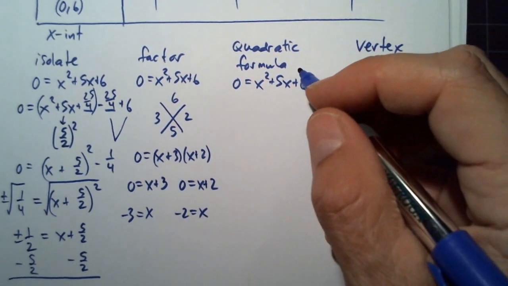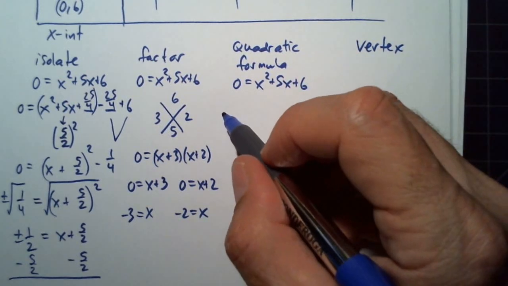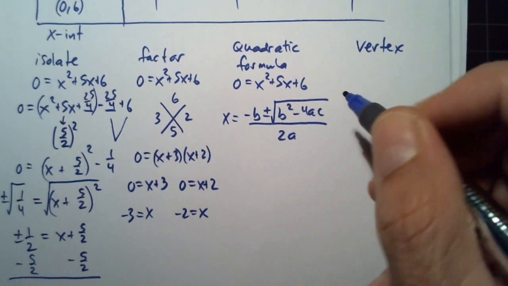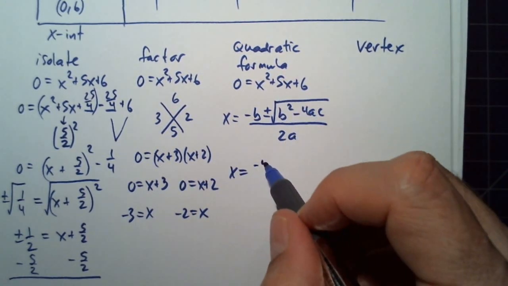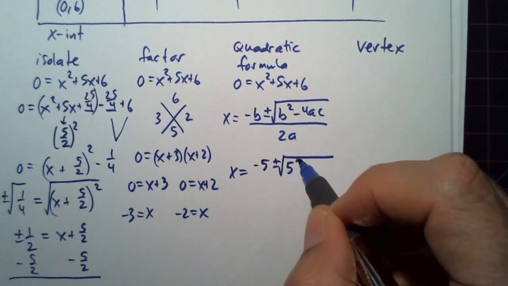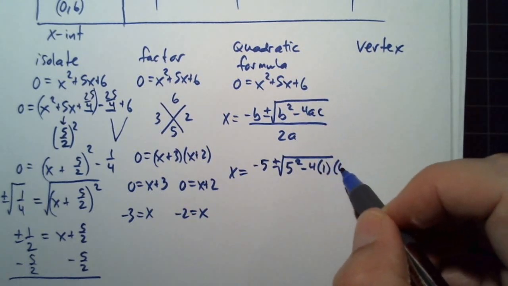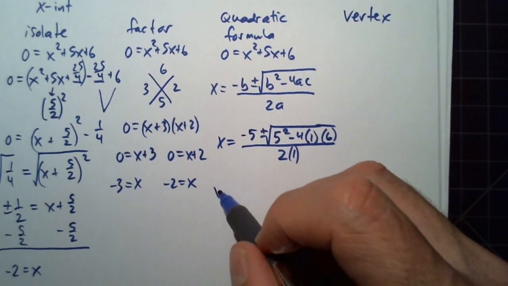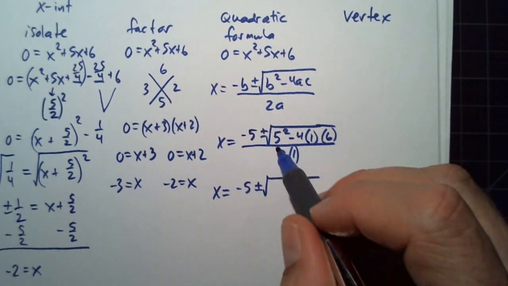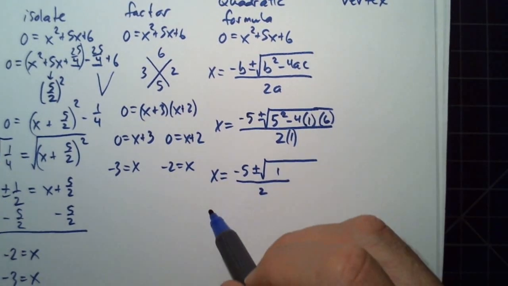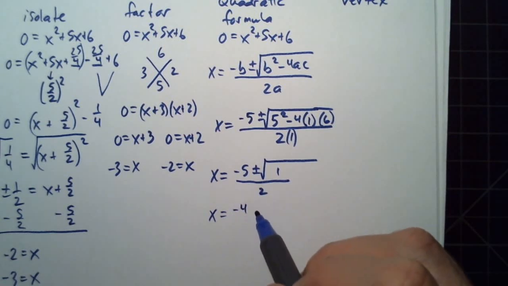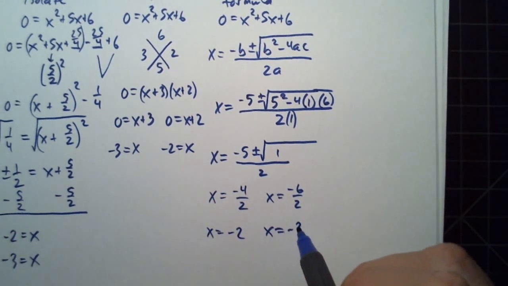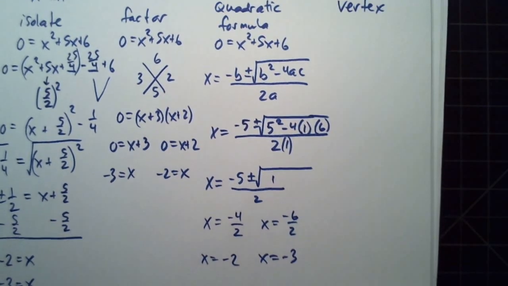And if we can't factor and we don't want to complete the square, we can use the quadratic formula. Negative b plus or minus square root b squared minus 4ac over 2a. So there's b. B squared minus 4ac, 2a. 25 minus 24. So negative 5 plus 1. Then we have negative 5 minus 1. And we should get the same answer every time.